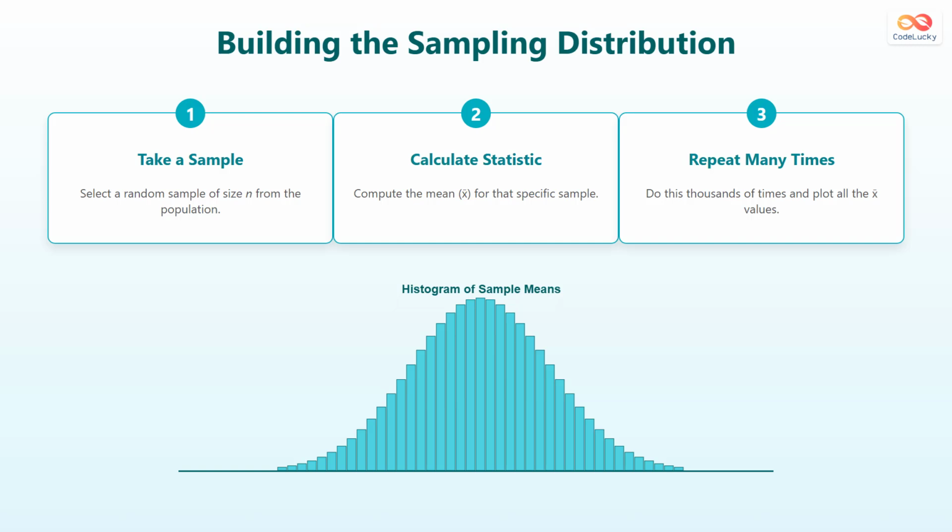To visualize this, think of a three-step mental experiment. First, take a random sample of a specific size, and second, calculate the statistic, such as the mean. Third, repeat this process many times. If you plot all these resulting averages on a histogram, the shape that emerges is the sampling distribution. It shows us which values for the mean are common and which are rare.